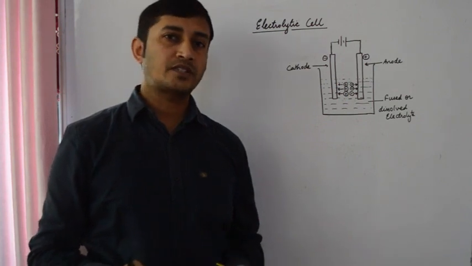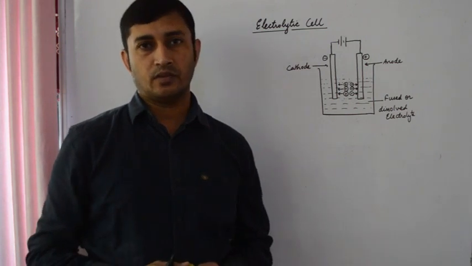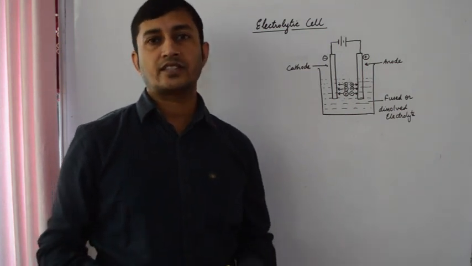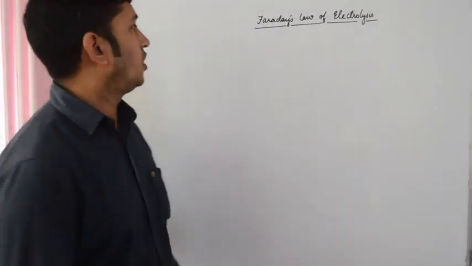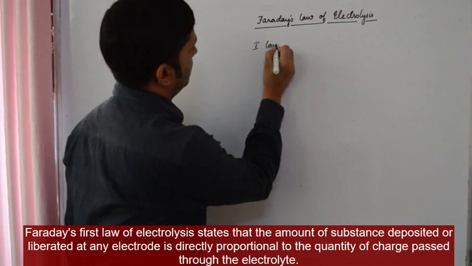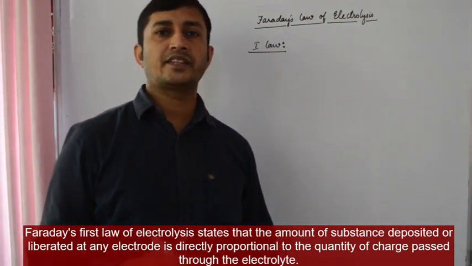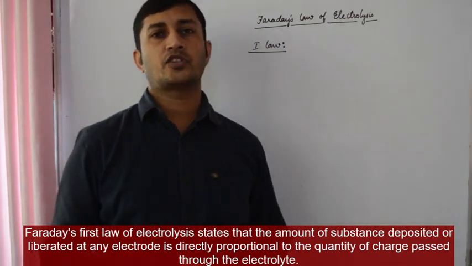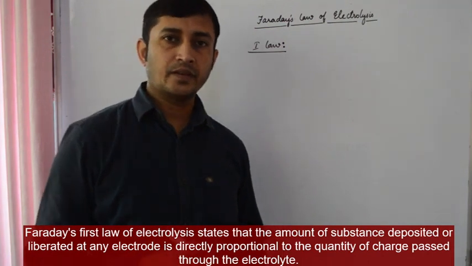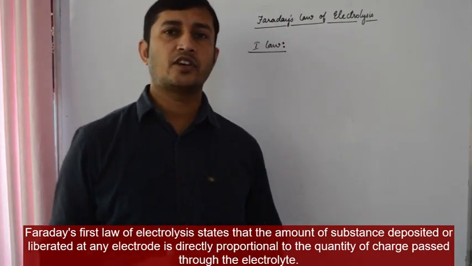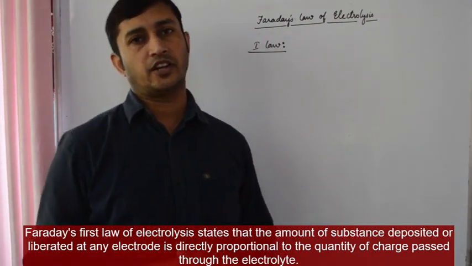To calculate the amount of substance deposited at an electrode, Faraday has given some laws. So now we'll see Faraday's laws of electrolysis. According to Faraday's first law of electrolysis, the amount of substance deposited or liberated at an electrode is directly proportional to the quantity of charge passed through that electrolyte. Once again I am repeating, the amount of substance deposited or liberated at an electrode is directly proportional to the quantity of charge passed through that electrolyte.